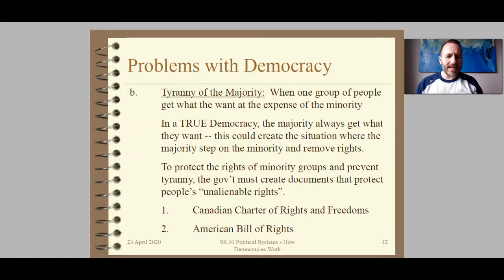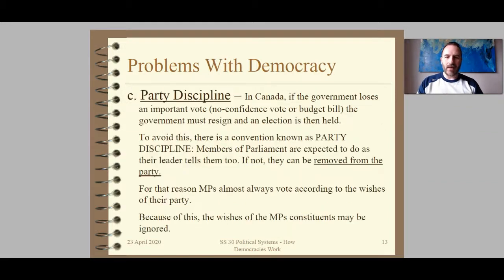Now, really quickly, last couple of slides here. Some other problems with democracy: tyranny of the majority. Thankfully, guys, this isn't that big of an issue here in Canada because we have the Canadian Charter of Rights and Freedoms, and the American Bill of Rights in the US, right? In the UK, they have a constitution. In Germany, France, right? We always have protection of minority people, which is good.